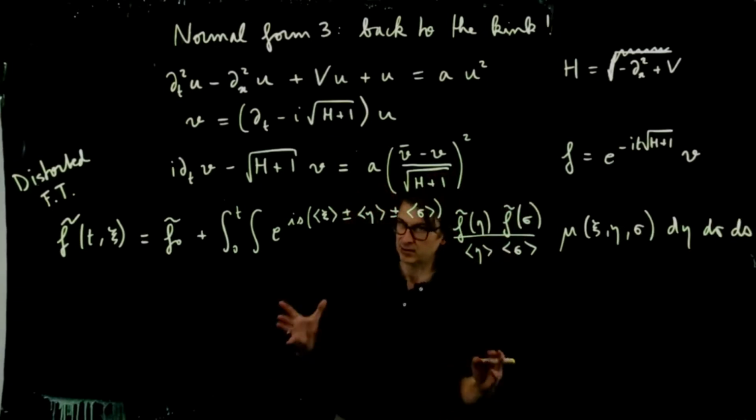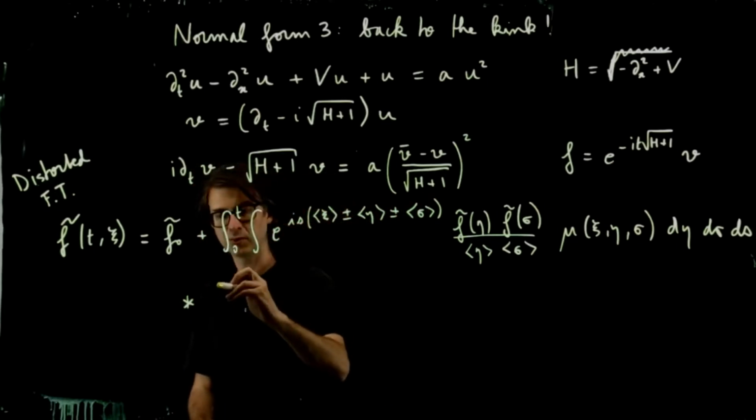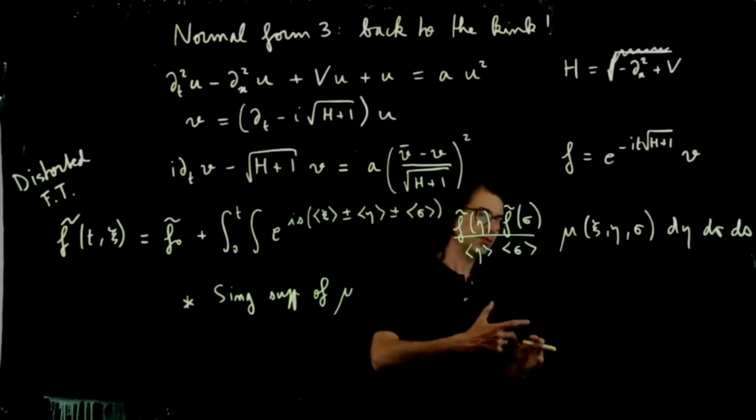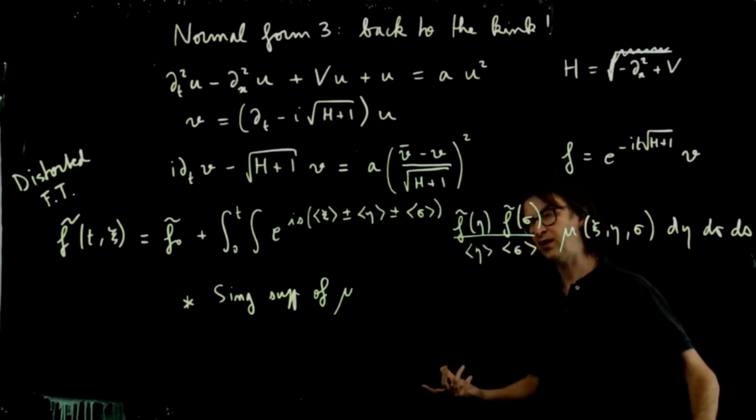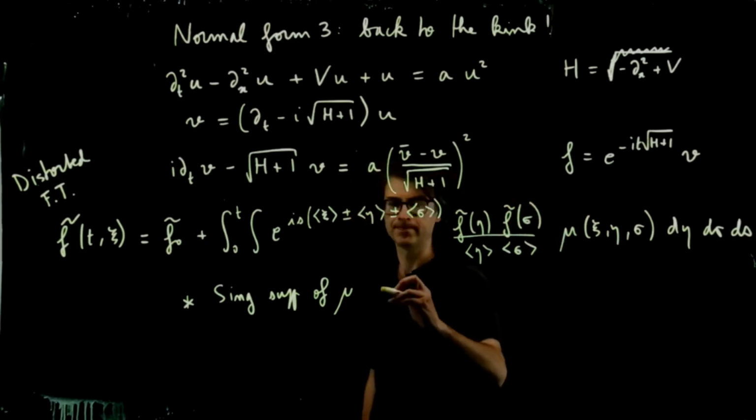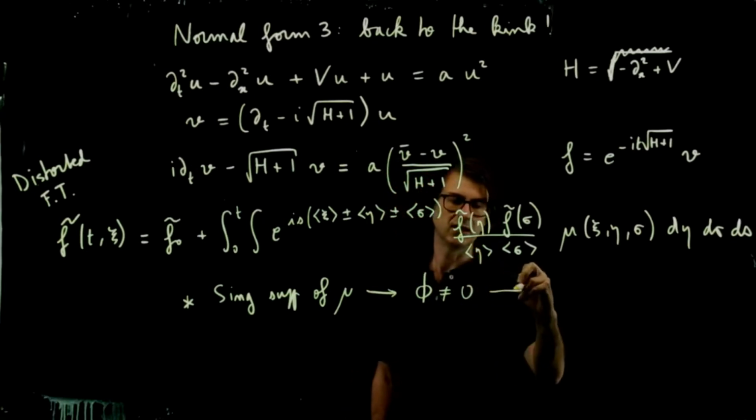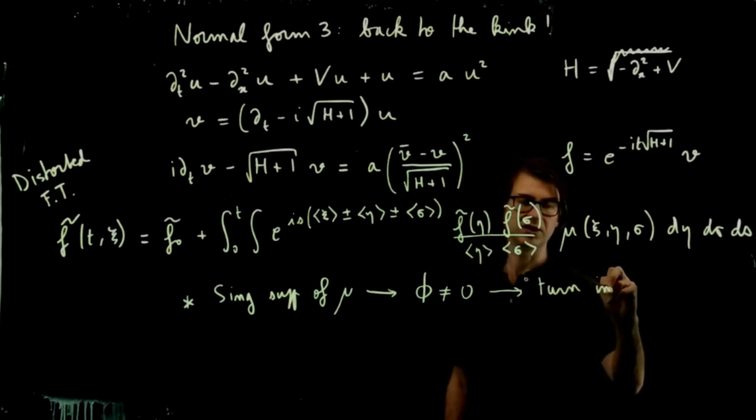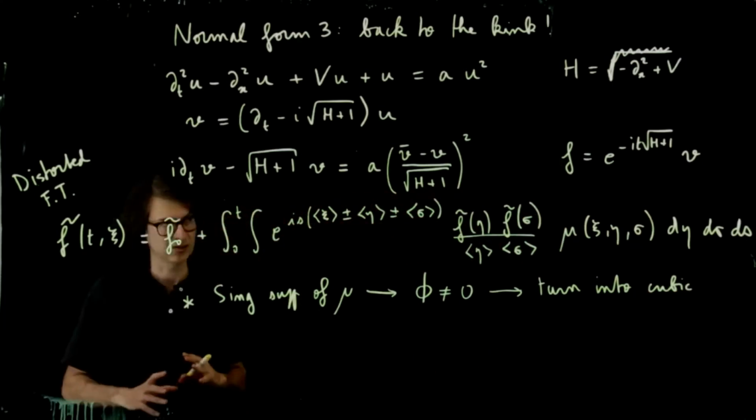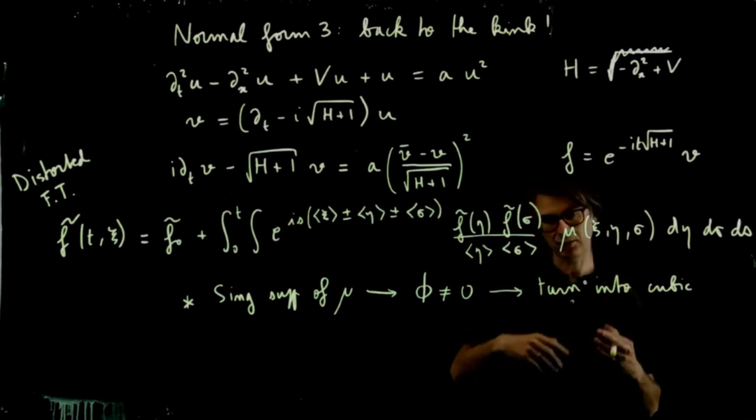Okay. And now there are 2 cases to consider. First, on the singular support of mu. So remember, the singular support of mu is very similar to what happens in the flat case. Frequencies have to add up to 0, modulo signs. So on the singular support of mu, the phase is never 0, as we saw in the flat case. So you can turn the expression into cubic. So that's on the singular support of mu and in the neighborhood of it. So you can cut off in eta and sigma to restrict to a place where phi does not vanish, and then you do a normal form transform.